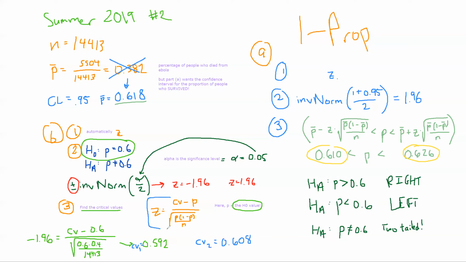So again, how am I doing that? I'm just solving this equation for CV. I'm plugging in all the different values of P and N and z that we know. We found z to be negative 1.96 and positive 1.96. We know P to be 0.6, and we know N to be 14,413. Taking those values and plugging them into this formula and solving for CV gives me 2 different values because, of course, we have 2 different z values to use. We get 0.592 and 0.608. Step 3 takes a long time. Now we're going to move on to step 4. I'm going to make some room over here on the right.